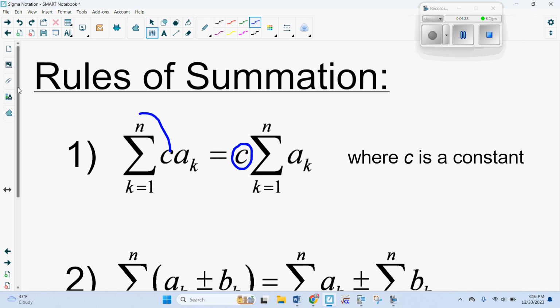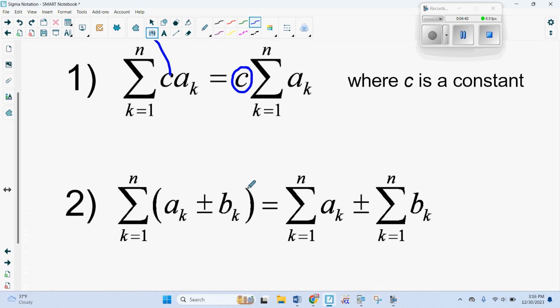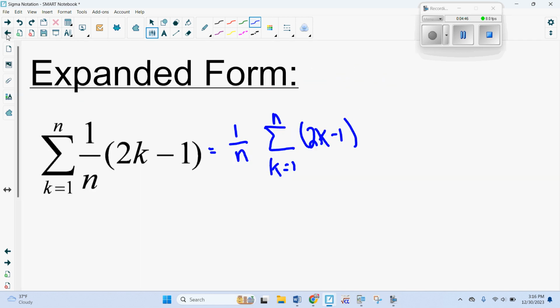Our second sigma notation rule says if you have a plus or minus, you can split this into two sigma notations. So let's look at an example here. What we could do here is pull this out in front, and split this into two. This should be an n, excuse me.